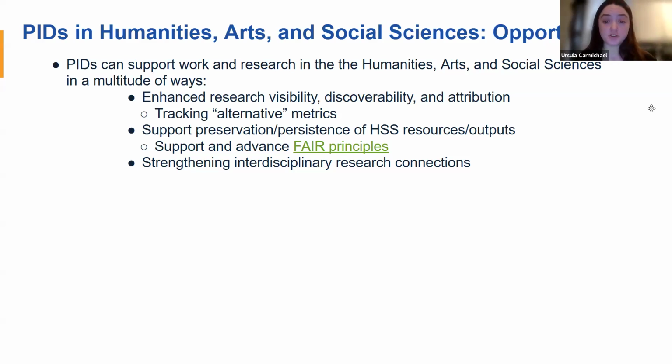Some PIDs also facilitate metrics that capture broader impacts like public engagement, which can be essential for tracking the reach or interest in HSS outputs, which may be shared in different digital contexts. My colleagues John and Sheila will discuss in greater detail the way that ORCID works to support the visibility of HSS publications and can be integrated into HSS funding workflows and reporting workflows.